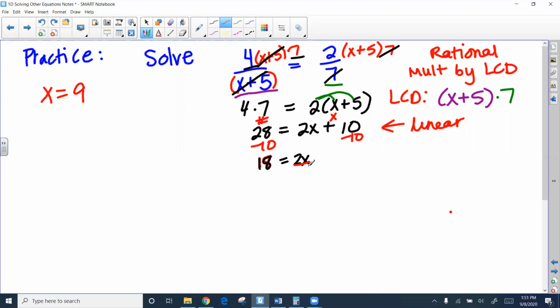And then divide by 2 to get the x by itself. And so we get 9 equals x. So that's my solution.